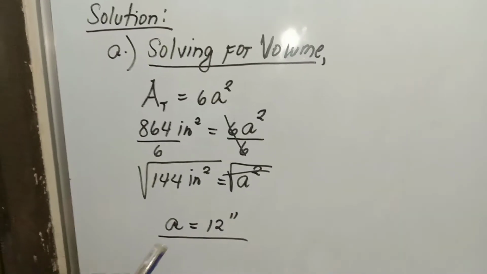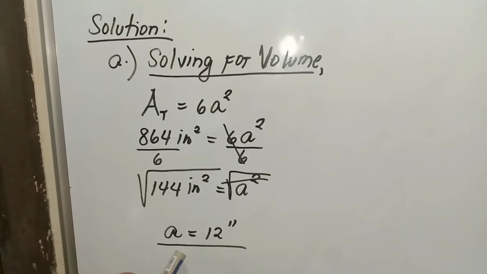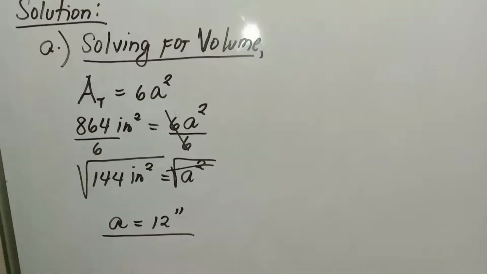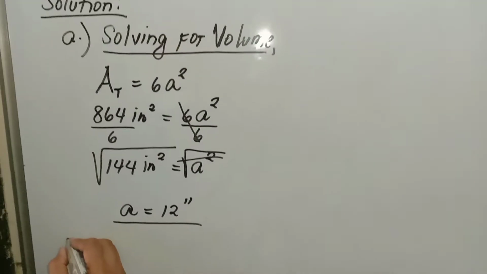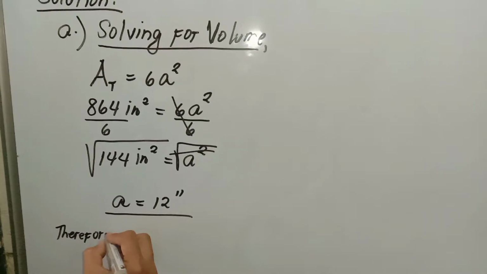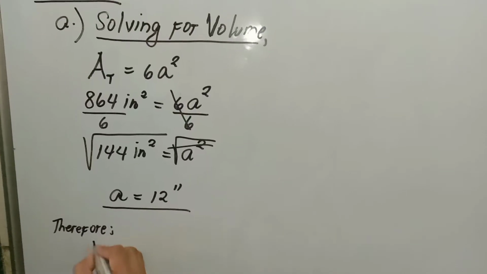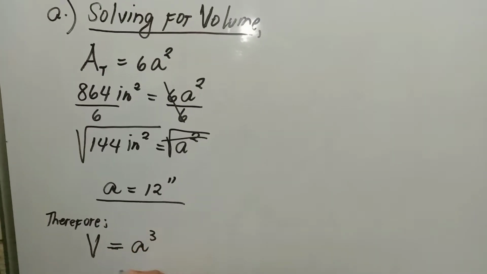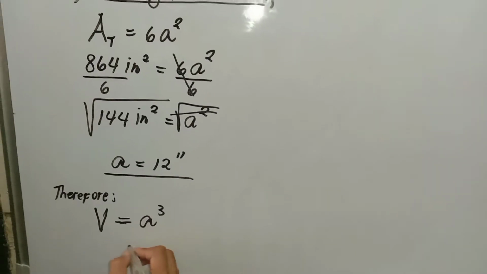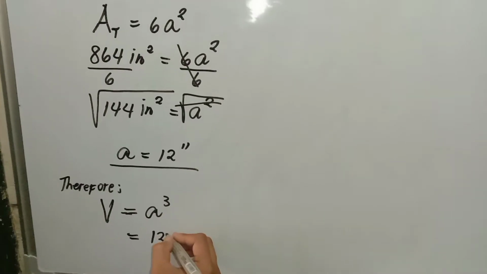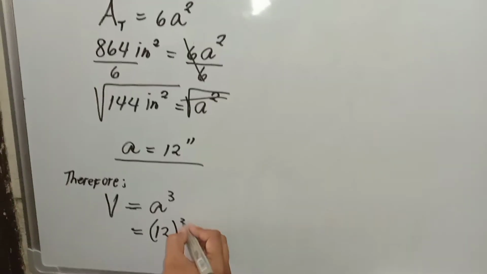Now we have already calculated the value of A, the dimension of a cube. Now we can solve for the volume. Therefore, volume is equal to A cube. Okay, is equal to how much A? 12 inches, power 3.